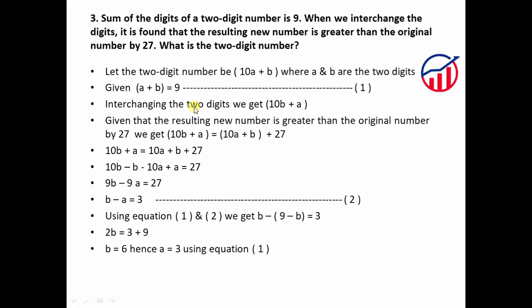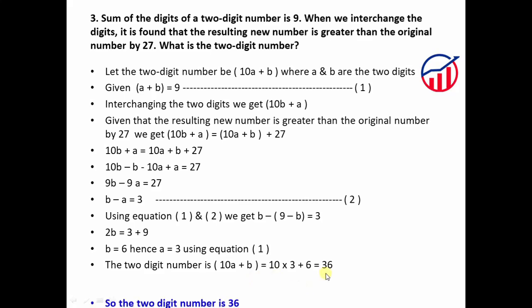Hence, using equation 1, a plus b is 9. So a is equal to 3. So the two-digit number is what? What is the original number? 10a plus b. That is 10 into 3, which is a, plus 6 is equal to 36.